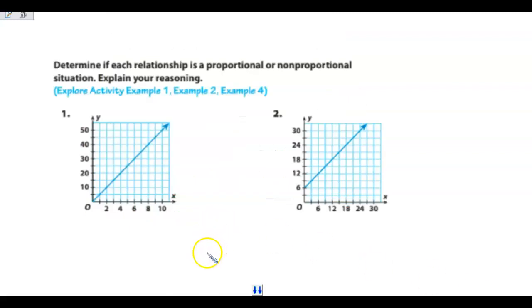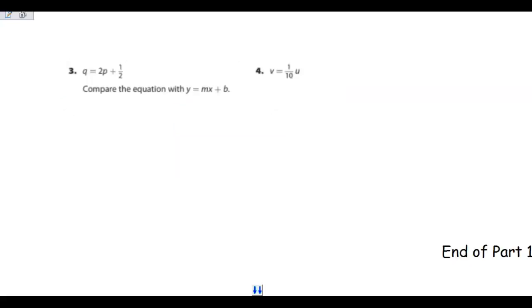Take a look at the examples 1 and 2 in your notes and determine if they are proportional or non-proportional situations. What do they need in order to be proportional? Take a look at the examples 3 and 4. Are they proportional or non-proportional? These are also found in your notes.